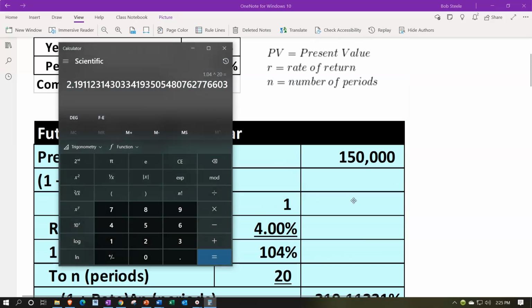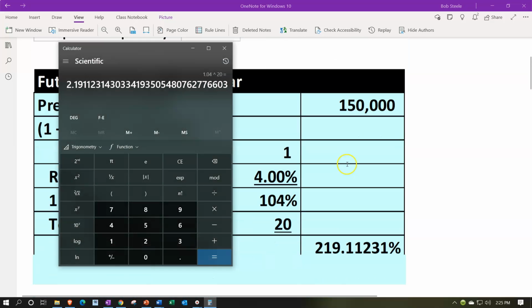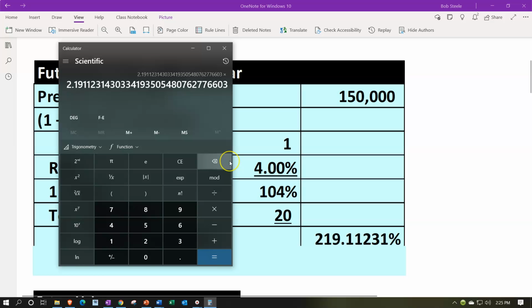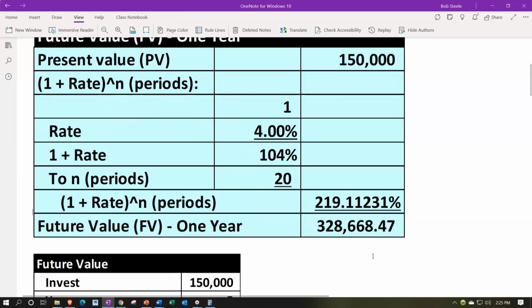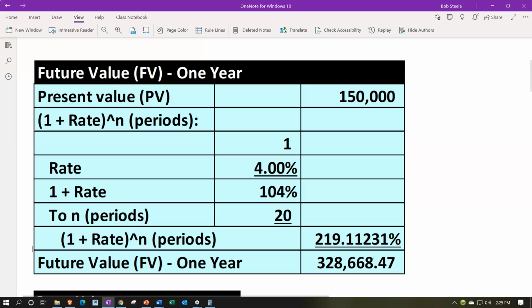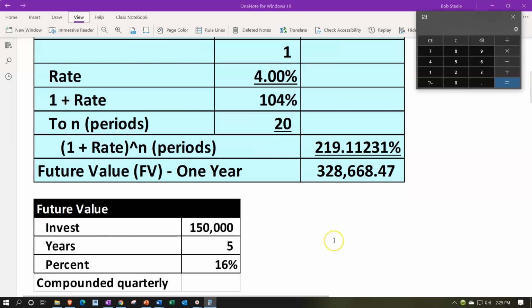And then if we take that amount, now we have this times this and multiply it times, we're going to say times the 150,000, we get about 328,668.47, which is here, 328,667.47 about. So now let's take a look at it again.